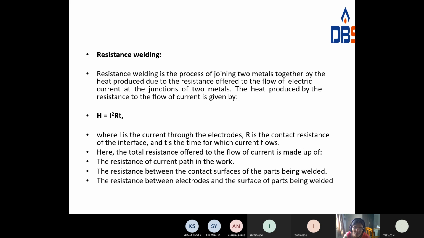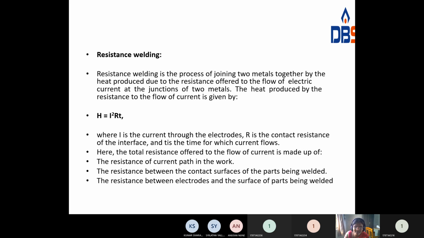The heat produced by the resistance to flow of the current is given by H equal to I squared R T. Whenever the resistance increases, the heat will also increase. Where I is the current through the electrodes or metals, R is the contact resistance of the interface, and T is the time for which the current flows.